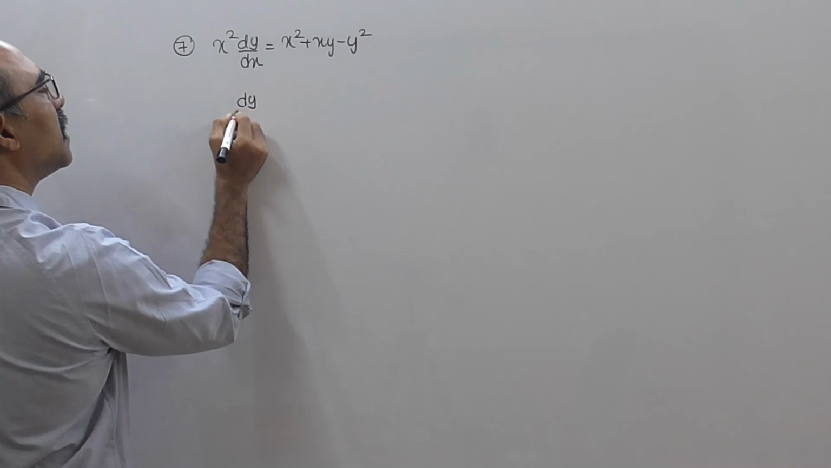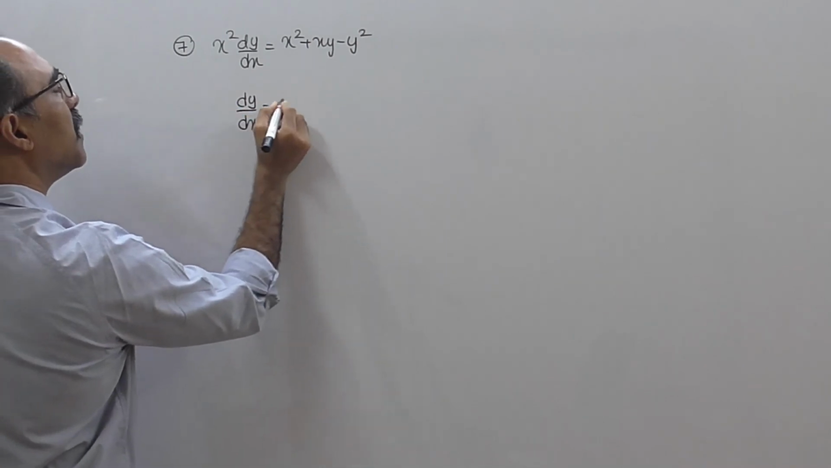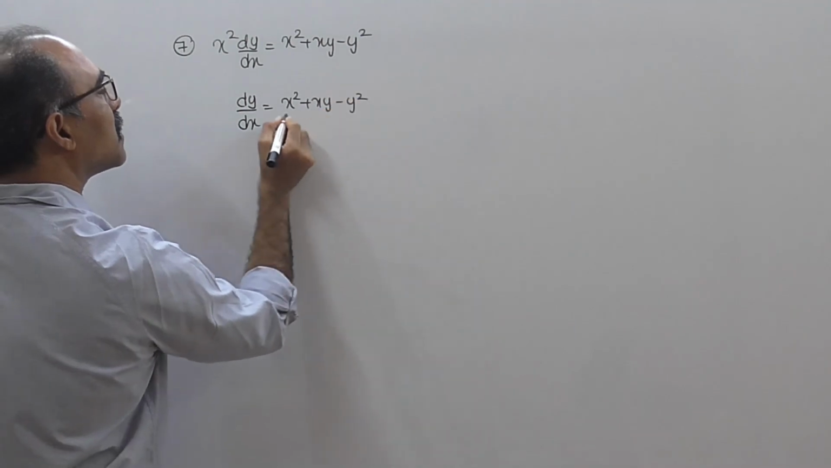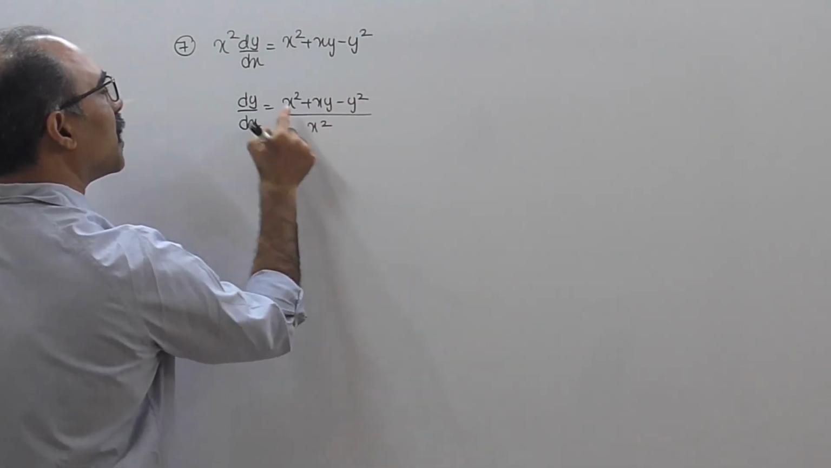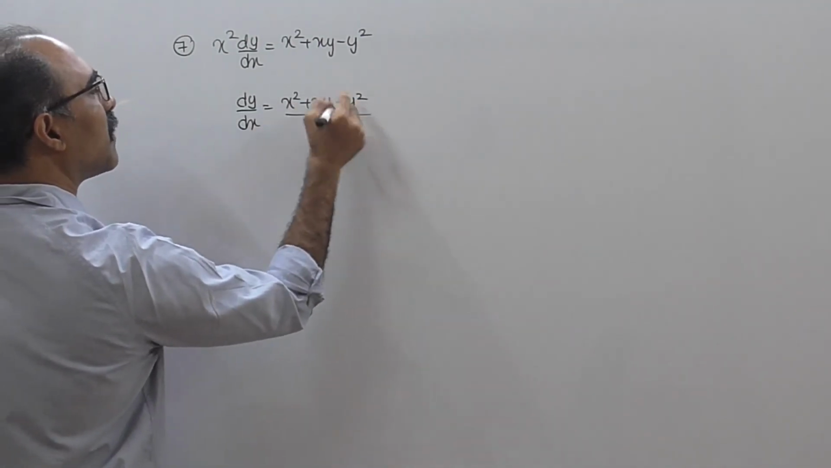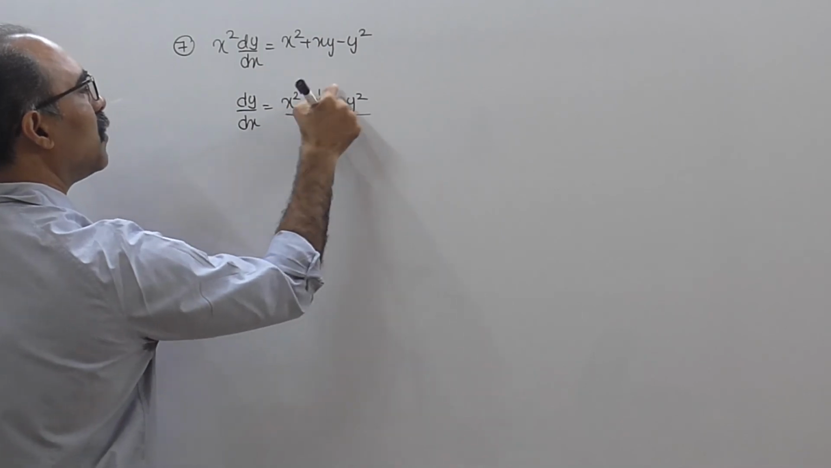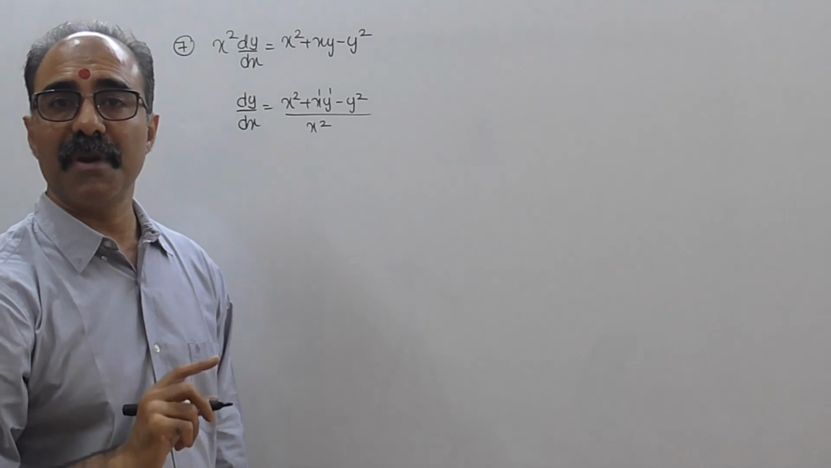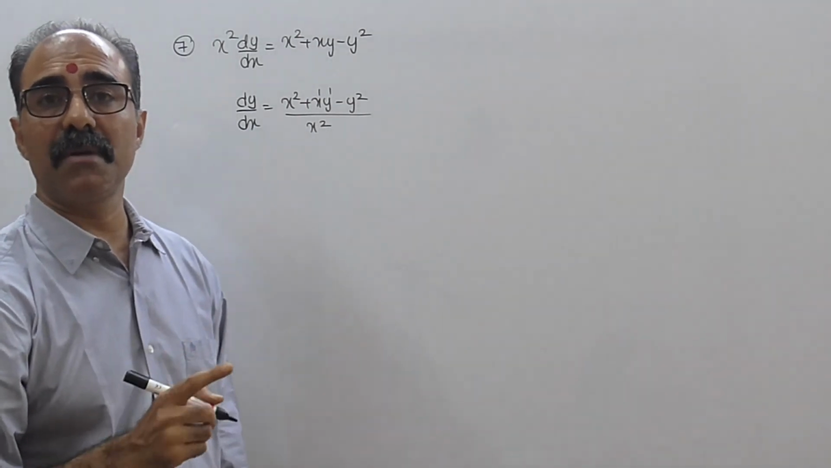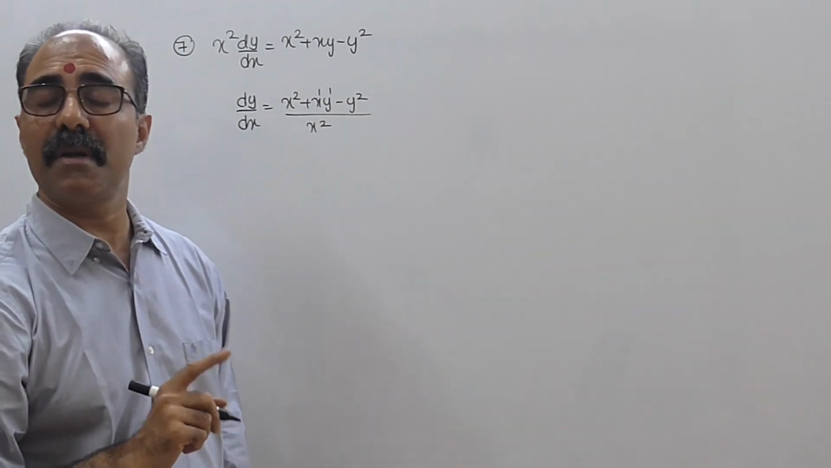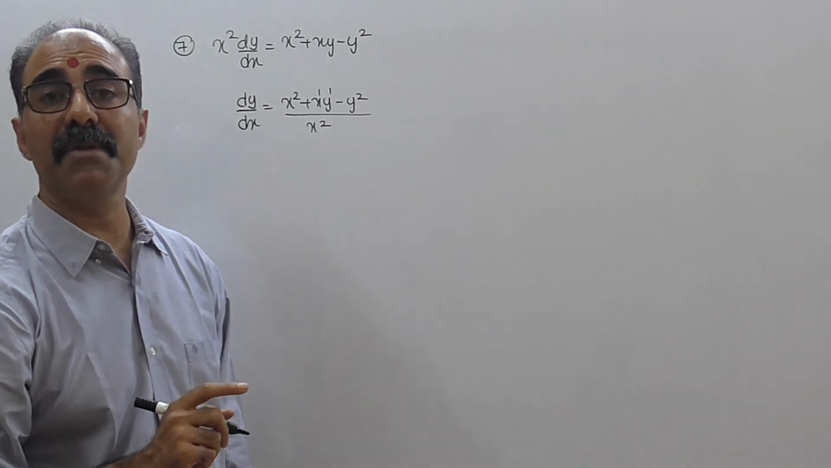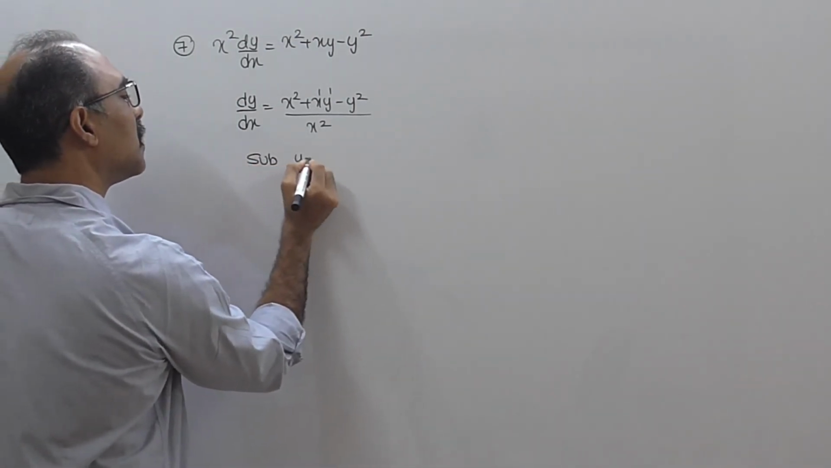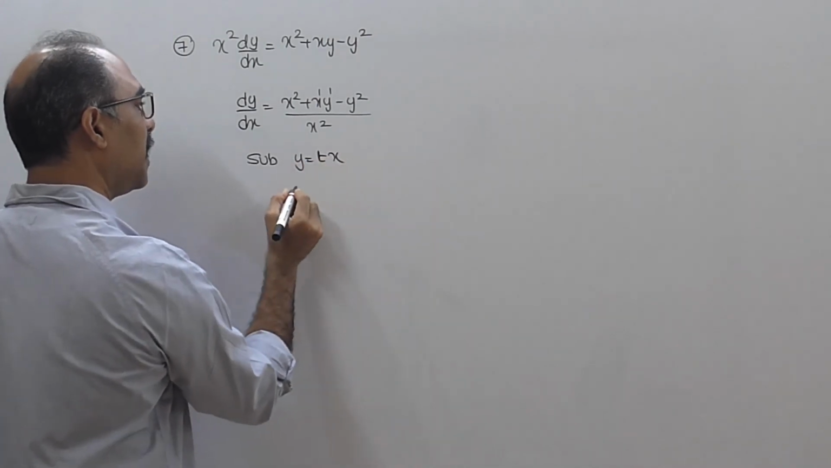So first we will say that dy by dx equal to x square plus xy minus y square upon x square. See, the power of x is 2, power of y is 2. If you add up the powers of x and y, that is also 2. In the denominator also the power is 2. So when you have a consistent power for all the terms in the numerator as well as the denominator, you are doing a problem based on homogeneous function. So immediately you have to substitute y equal to tx.